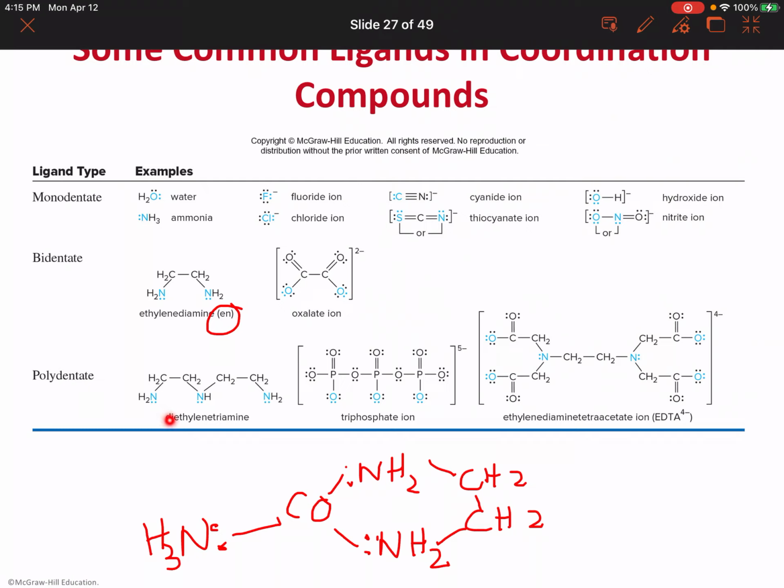So this one is diethylene triamine. There are three nitrogens in the molecule that can coordinate. And triphosphate ion, 1, 2, 3. Ethylene diamine tetraacetate ion, EDTA, that we did a titration also, one of your experiments. Ethylene diamine tetraacetate, EDTA, has how many donating sites? 1, 2, 3, 4, 5, 6 donor atoms. So they are polydentate ions.